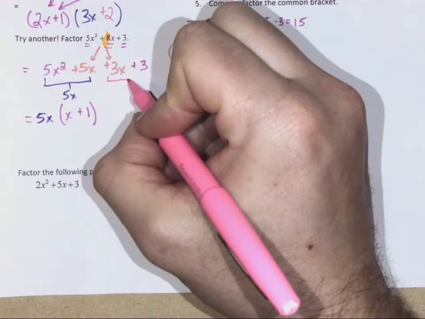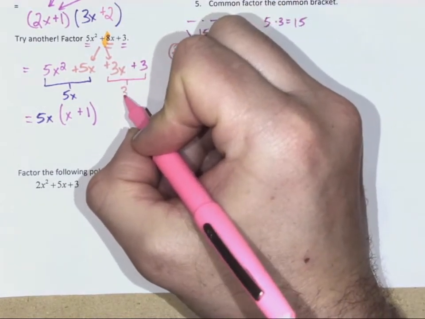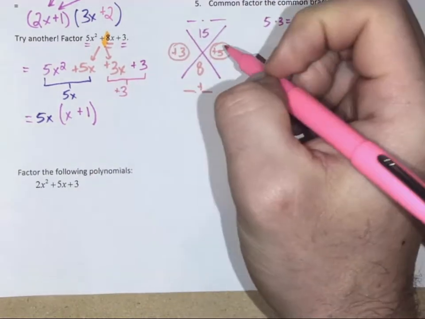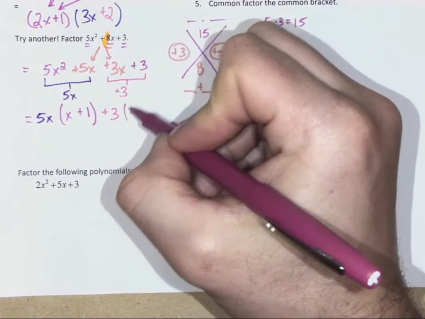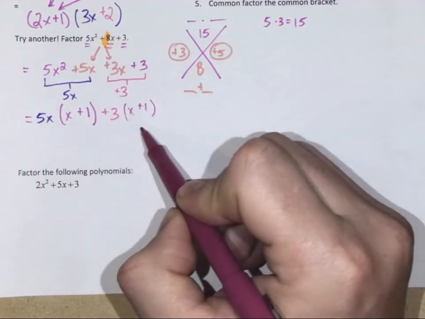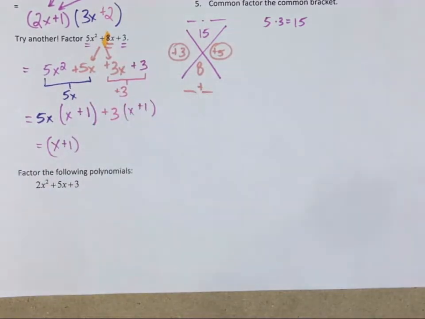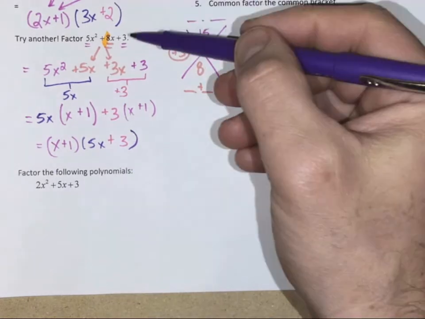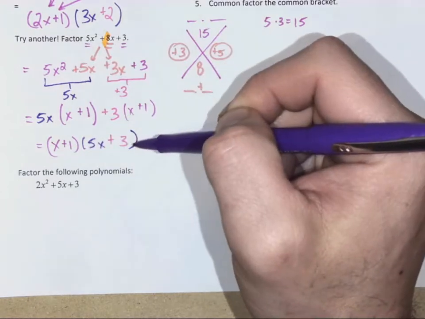In my second group, 3x plus 3, I look at what I can find as a common factor. They're both multiples of 3, and that's a positive 3 that I'm taking out. So positive 3. 3x divided by 3 is x. 3 divided by 3 is 1. Now that those are the same, I'm pulling out x plus 1 from each term, which leaves me with 5x plus 3. And now I have turned my trinomial, I factored it fully, into a binomial times a binomial.